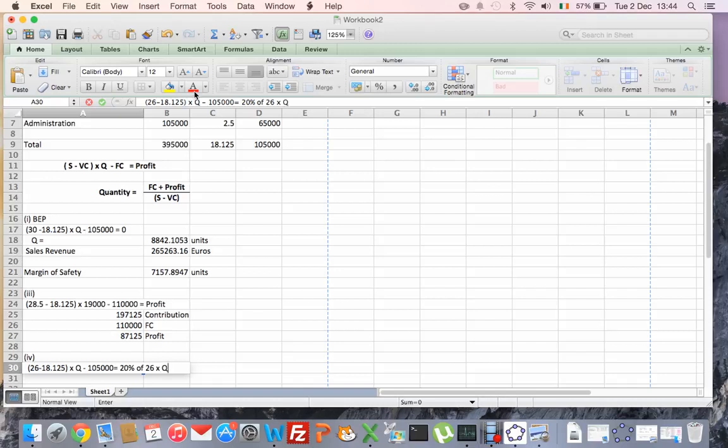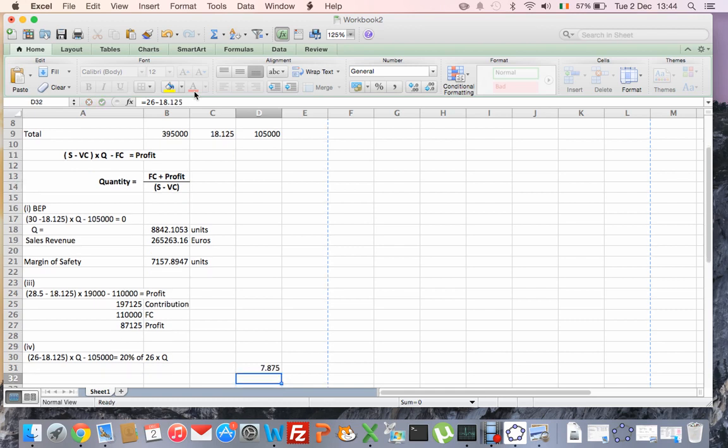Okay, so I need to work out what all of that is going to be. So 26 minus 18.125, I just do that over here. 26 minus 18.125 is 7.875. Okay, so I'm going to end up with 7.875Q.